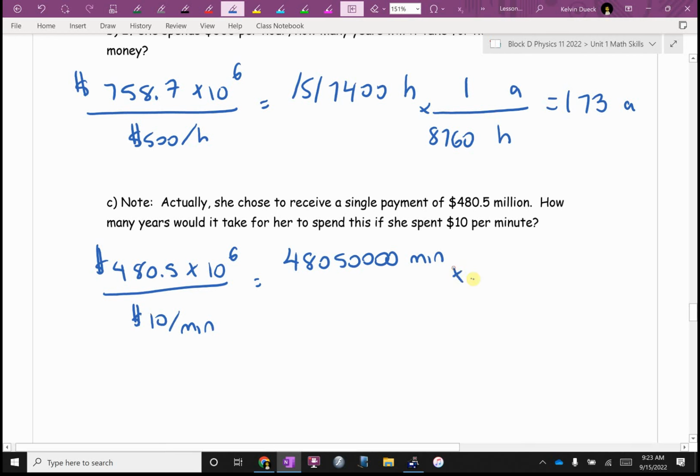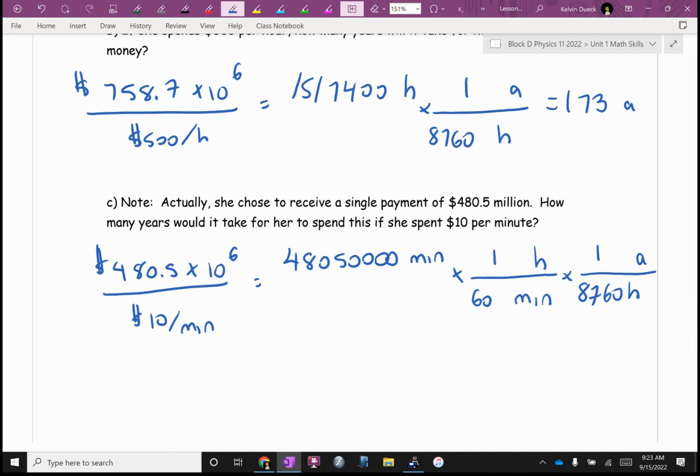Let's build our chain. Minutes on the bottom, hours on the top. 1 hour is 60 minutes. And then hours on the bottom, years on the top. 1 year is 8,760 hours. Am I going to times by 60 or divide? It's on the bottom. I'm going to divide. It answers the question for me.